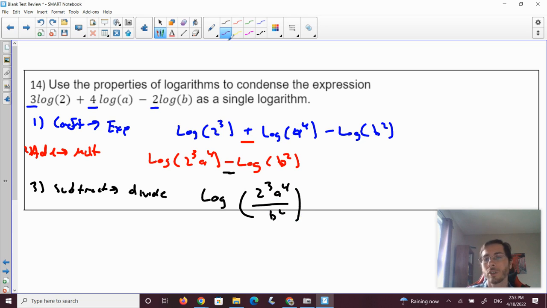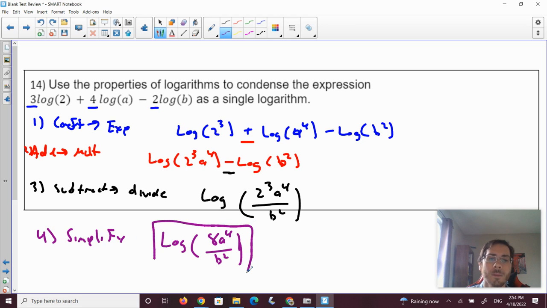Now when we condense, there's actually going to be one last step. There is a simplify step at the end. So sometimes things will cancel out. In this case, nothing's going to cancel out. But I can figure out what 2 to the third is. So that'll just be 8a to the fourth over b to the second. So that's going to be my fourth step. Again, it's just nice so that we turn 2 to the third into one number. It just makes it a little bit easier. So that's what we got for number 14.